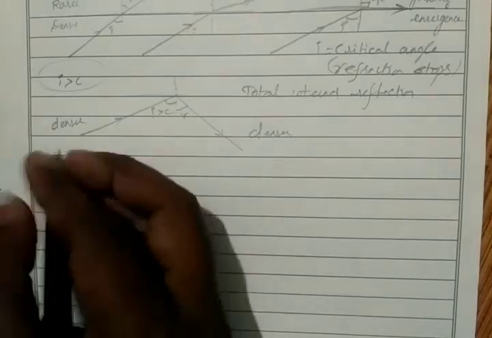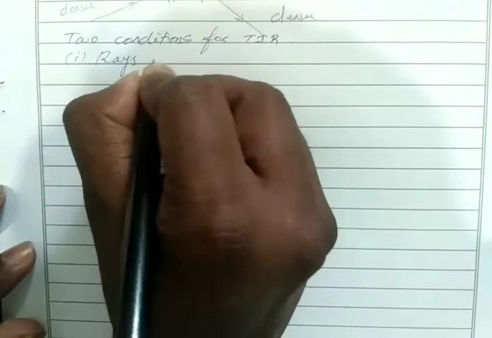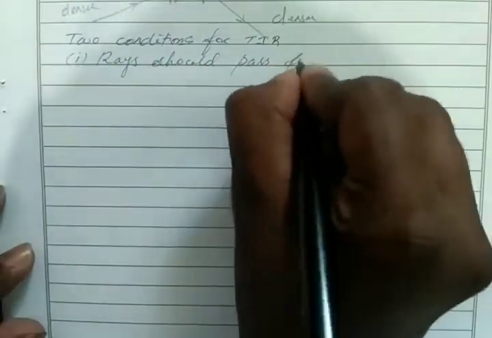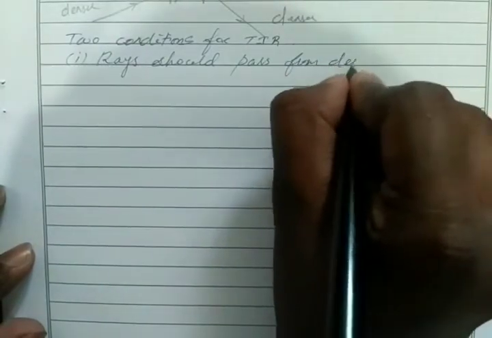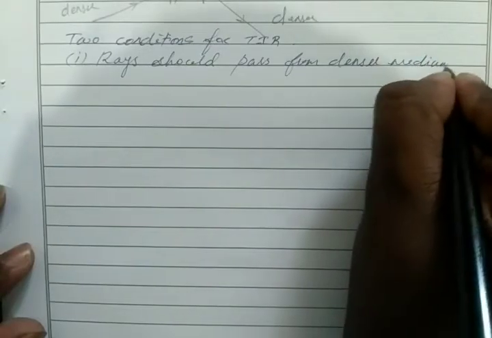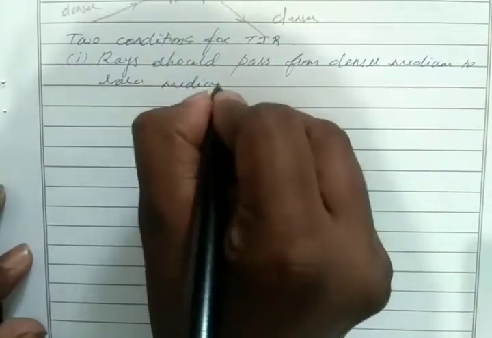Okay, so there are two conditions for total internal reflection. First one, rays should pass from denser medium to rarer medium. Without this, internal reflection is not possible. Rays should pass from denser medium to rarer medium, not from rarer to denser.